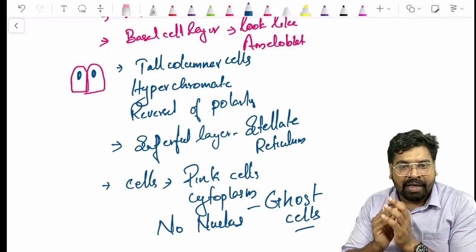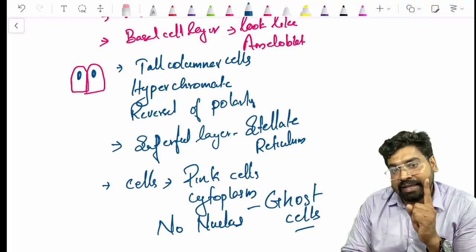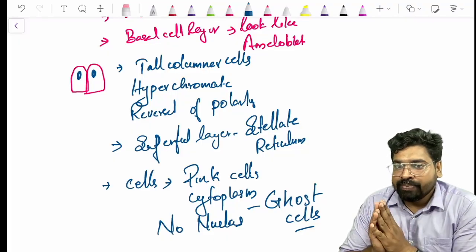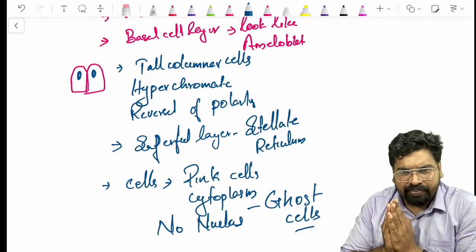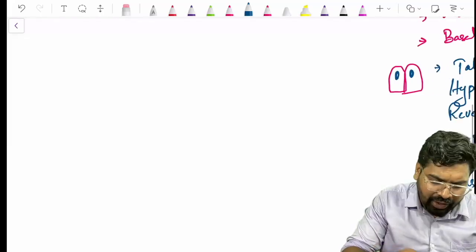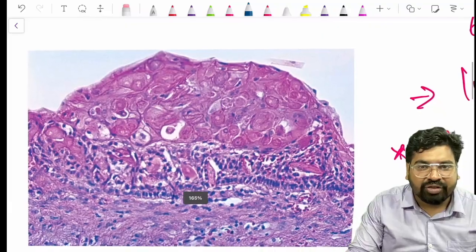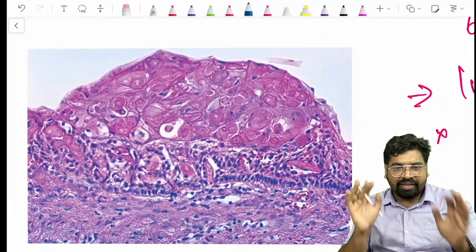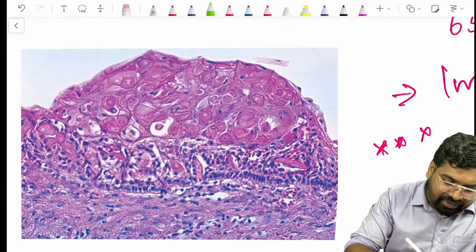The important thing is that you have to identify ghost cells in the diagram or the image. This is an image-based question. COC usually asks us an IBQ, image based question. So I will show you the image here. See this image. I hope this picture is very clear to you. I have magnified it for you.